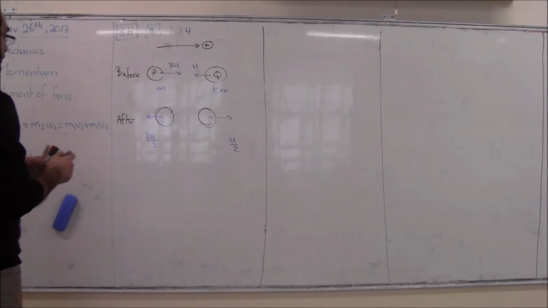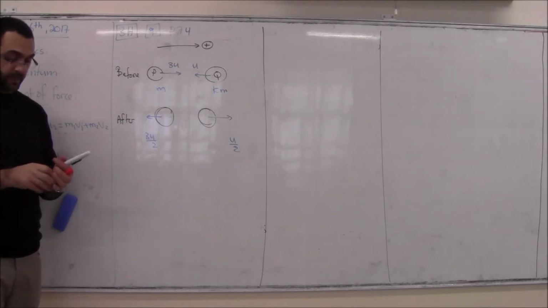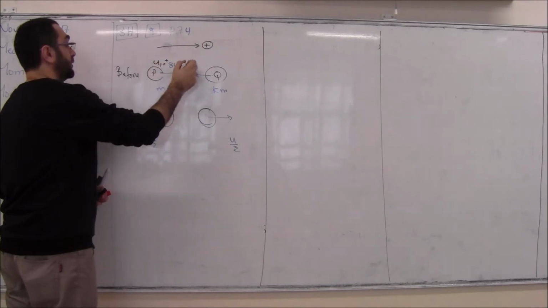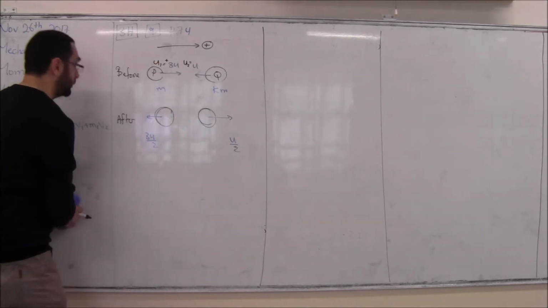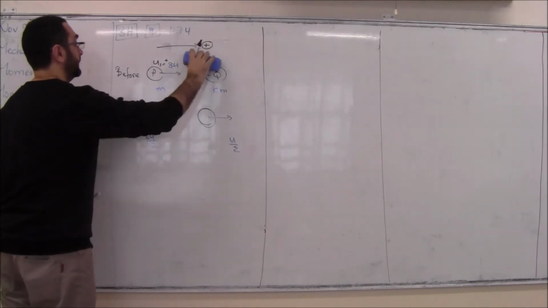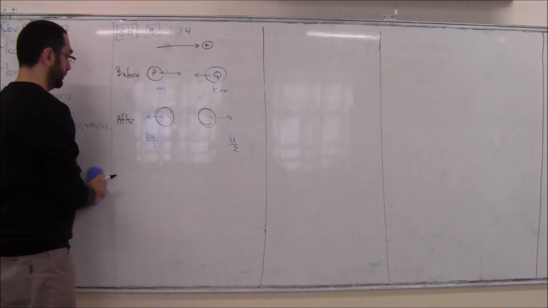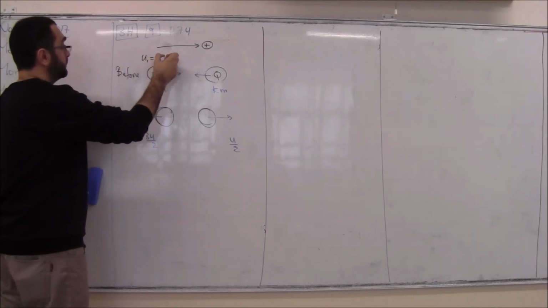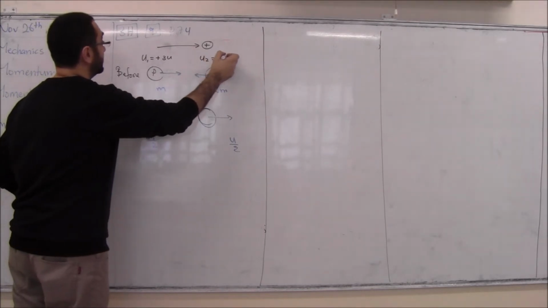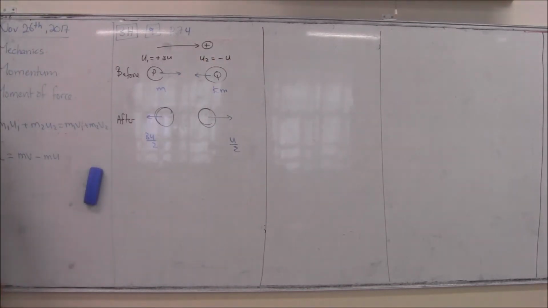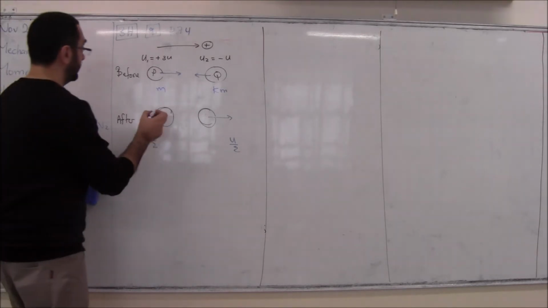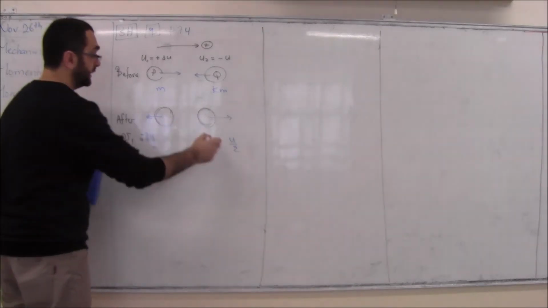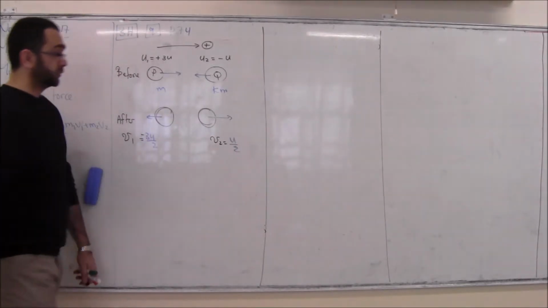Okay, look here guys, look at the signs. Pay attention please. U1 positive, right? U2 negative. Look, U1 is positive 3U, U2 is negative U. Why? Because it's in the opposite direction. Here V1 is negative 3U over 2. Here V2 is U over 2.